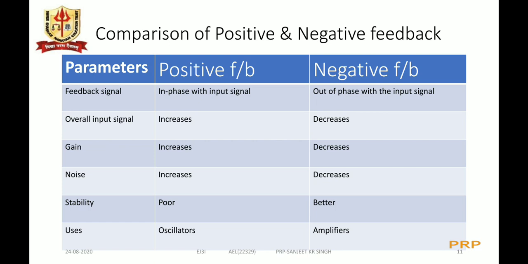Gain in positive feedback increases due to the increase in the input, and in negative feedback amplifiers the gain decreases. Similarly, the noise will also increase in positive feedback and noise is reduced in the negative feedback. Stability is poor in positive feedback, whereas it is improved in negative feedback. And the application we find, the positive feedback is used in oscillators, whereas the negative feedback amplifiers are mostly used in amplification, the amplifiers.